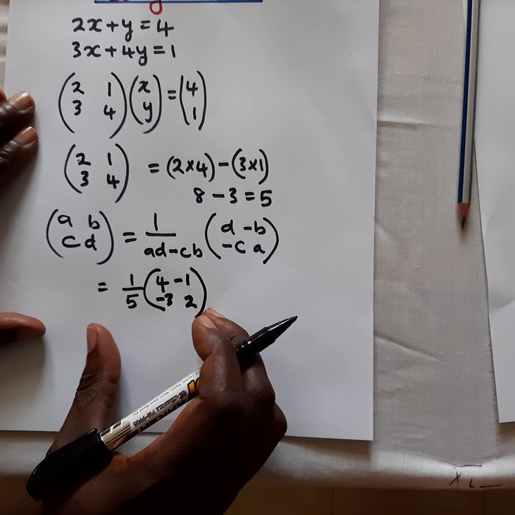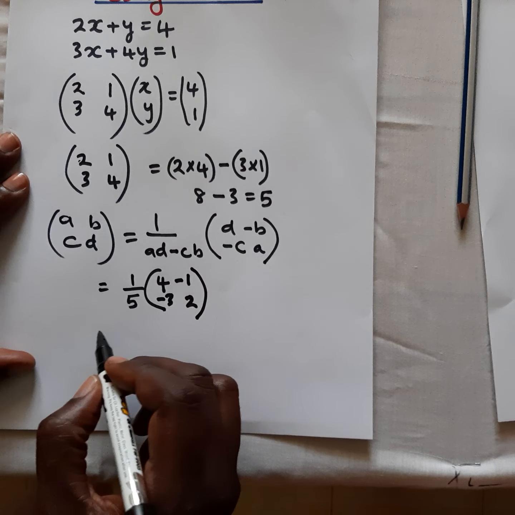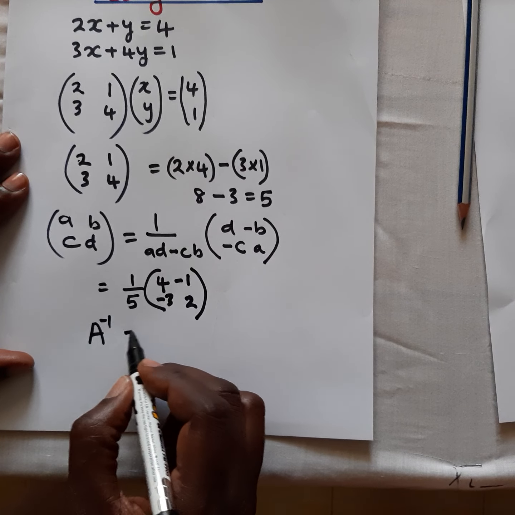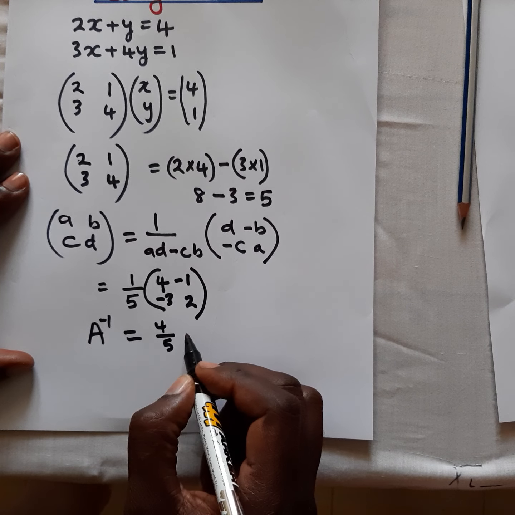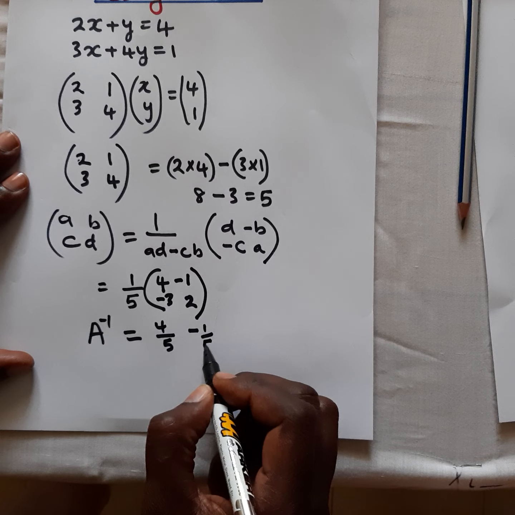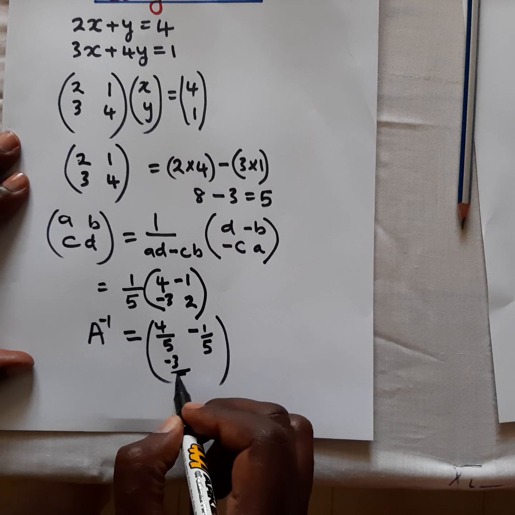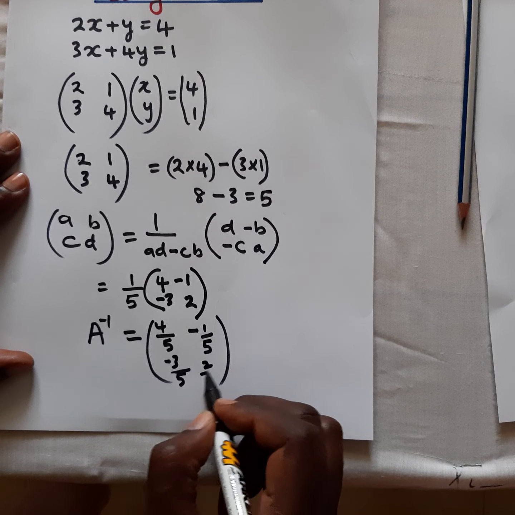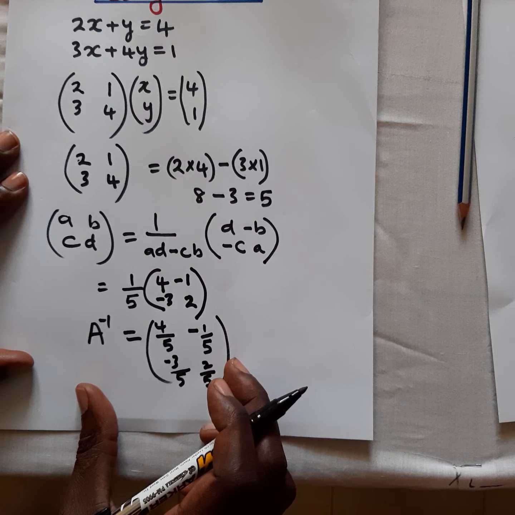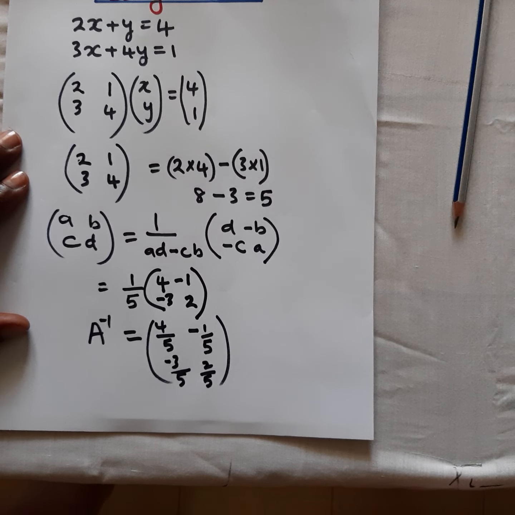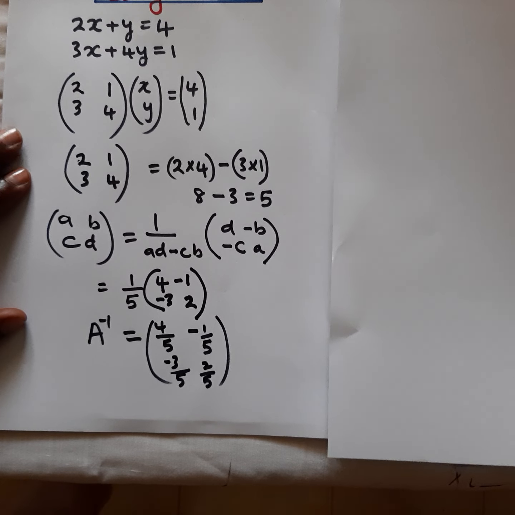So this is the inverse, which is denoted by A negative 1, equals, you can open it, 4 over 5, and negative 1 over 5, then negative 3 over 5, and then 2 over 5. This is the inverse of the matrix. Okay, now after getting the inverse, step number 4.